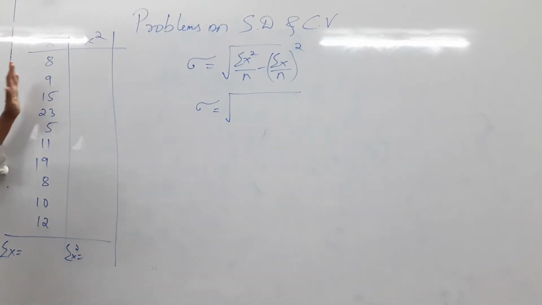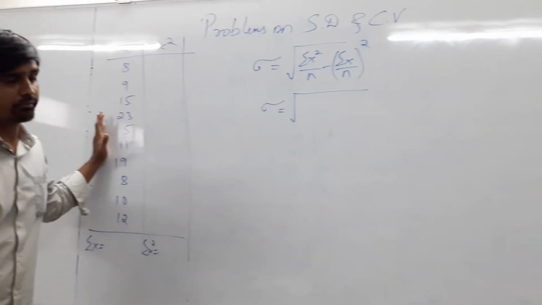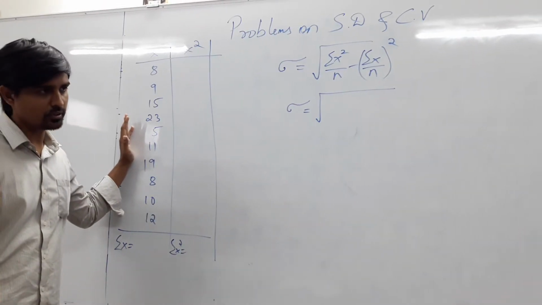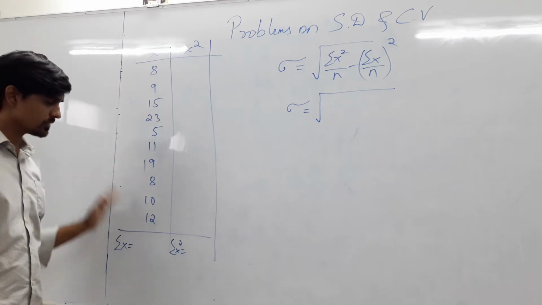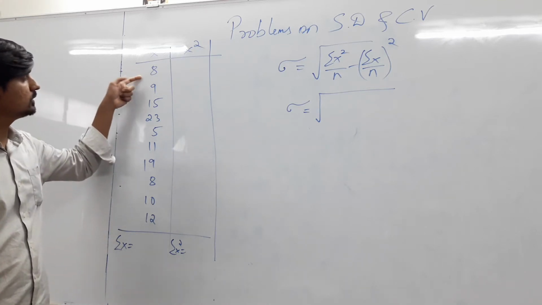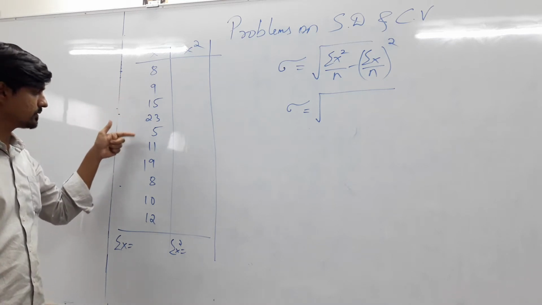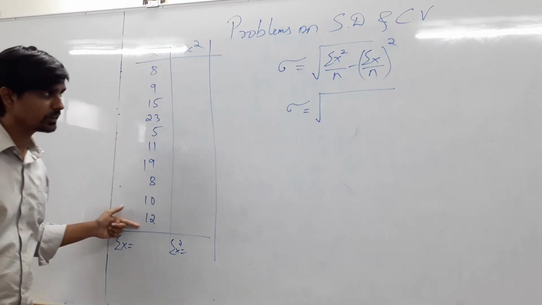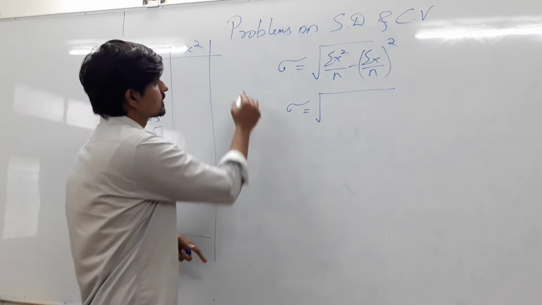Next set of data is given. The question is: find the standard deviation for the following data. So these are the numbers given. Now count the numbers first. How many numbers are there? 1, 2, 3, 4, 5, 6, 7, 8, 9, 10. So n is equal to how much? 10.